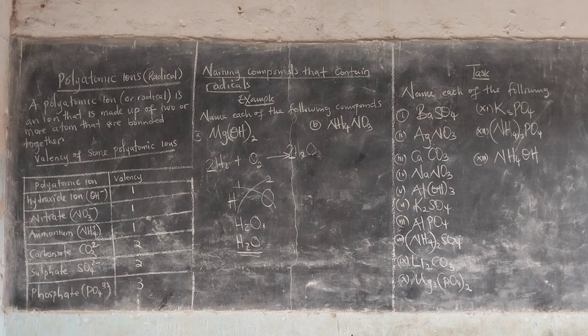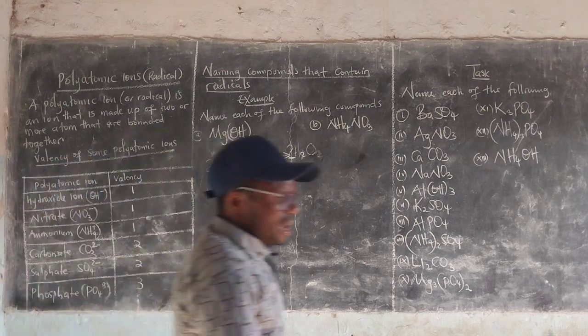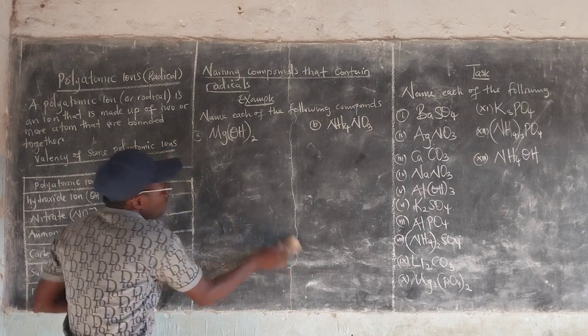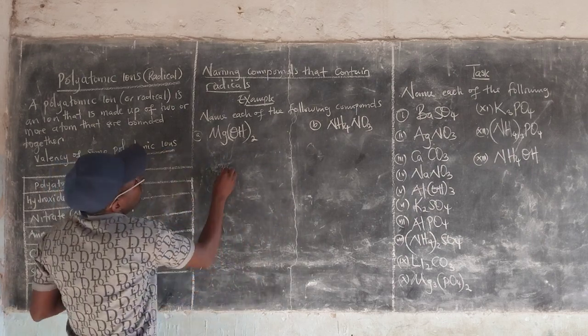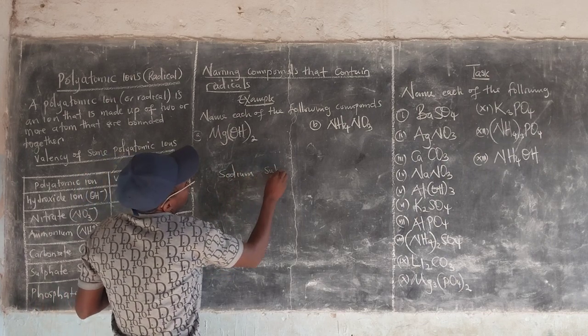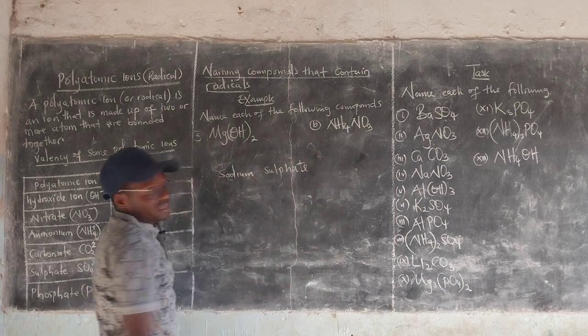Okay, so now we're looking at polyatomic ions, which are the radicals. A polyatomic ion or a radical is an ion that is made up of 2 or more atoms that are bonded together. You cannot find this on the periodic table. They exist independently the way they are. In the next lesson, we will be talking about how to form compounds there. I'll just tell you, can you write sodium sulfate as a formula.